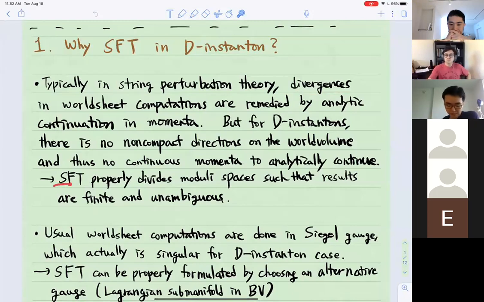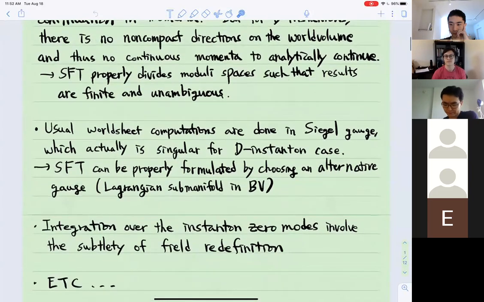But the upshot for string field theory is that it properly divides moduli spaces. And in particular, for the moduli space corresponding to such degeneration limit, it correctly replaces that by appropriate Feynman diagrams. And it actually renders the results finite and unambiguous. So that's the first sign that string field theory is needed for D-instanton.